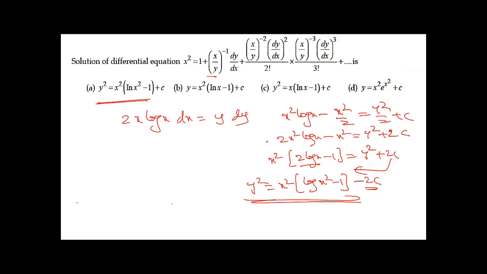Okay, the answer is y square equal to x square into log x square minus 1 plus 2c, or minus 2c you can write, no problem, anything. Constant you can write anything, whatever you want. x square into log x square minus 1 plus c can be written, no problem. So option A is matching.